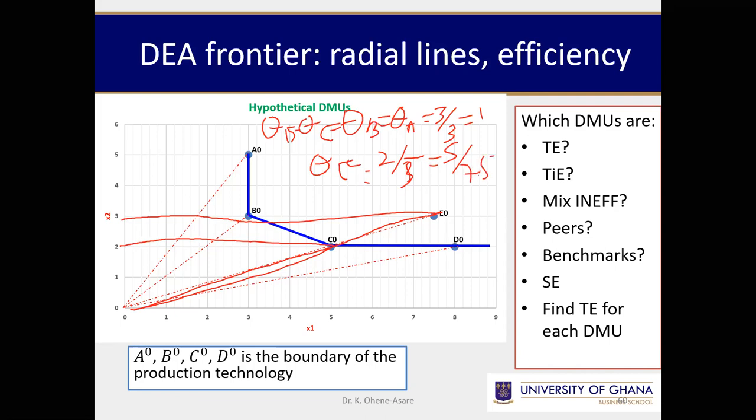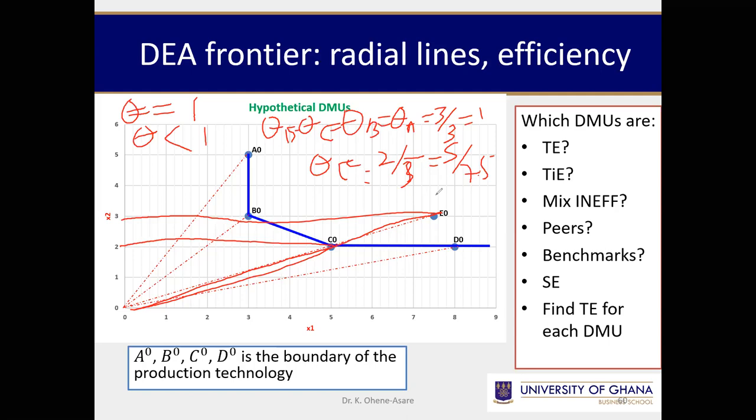So we expect the answer to be the same, because whether you use the vertical axis to calculate or the horizontal axis to calculate, you should get the same thing. Okay. Can you both confirm that 2 over 3 is equal to 5 over 7.5? Yes, it is. And so using this principle of radial contraction, we are able to calculate the efficiency. So you can see that E, we said earlier that E was dominated. And no wonder that it is inefficient with a score of less than 1. Remember, whenever the efficiency score is equal to 1, it means the firm is efficient. If the efficiency score is less than 1, it means the firm is inefficient.